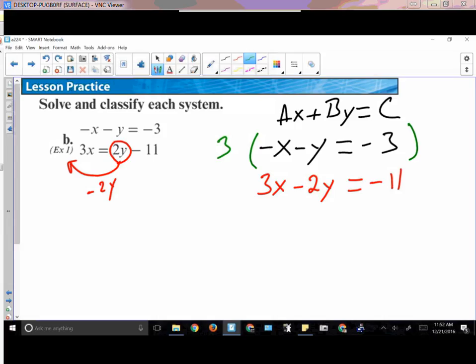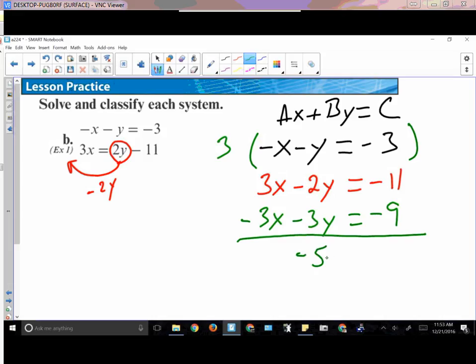Because if I take 3 times negative x, I get negative 3x. Is that going to eliminate my x's? Yes. 3 times negative y, minus 3y. 3 times negative 3, negative 9. So far, so good? So, I combine these things together. Positive 3x, negative 3x disappears. Negative 5y is equal to negative 20. Divide by negative 5, divide by negative 5, y is equal to 4.